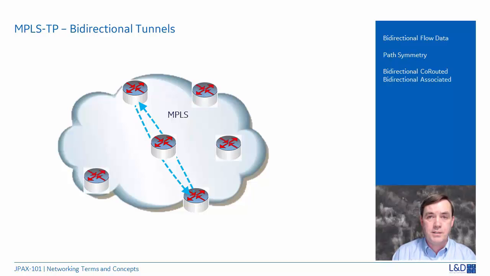Bidirectional associated tunnels allow the association of one LSP in one direction to another in the reverse direction, sharing the same endpoints, but not necessarily sharing the same node hops between the endpoints. This type of tunnel maintains the transmit-receive relationship, but allows diverse physical paths necessary for network engineering activities such as load distribution.